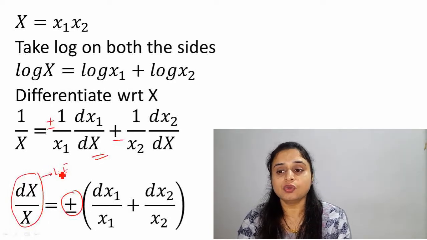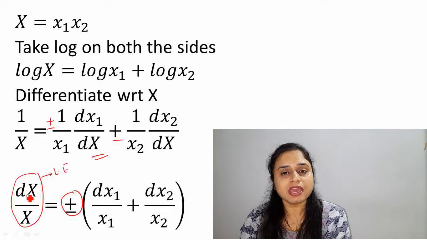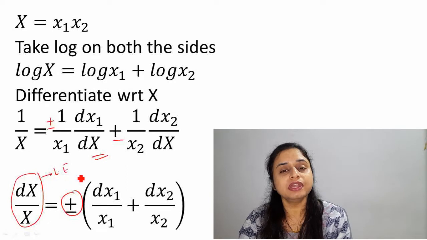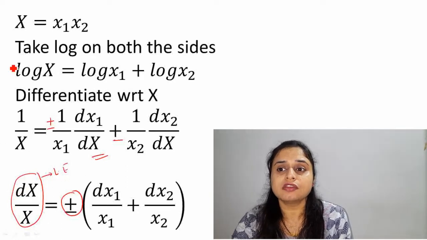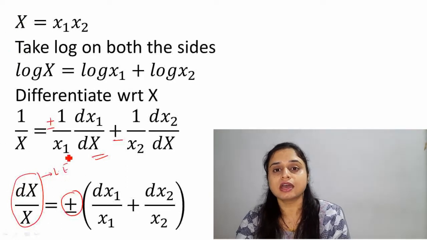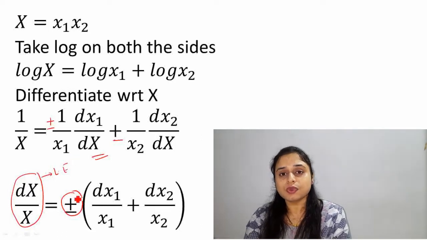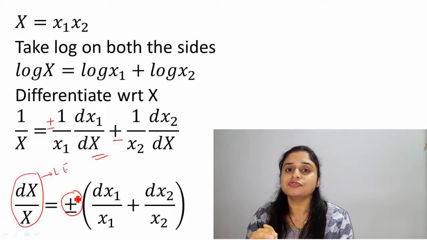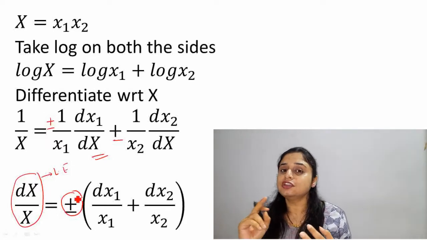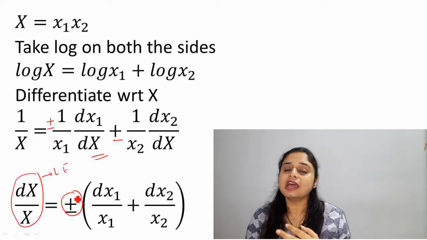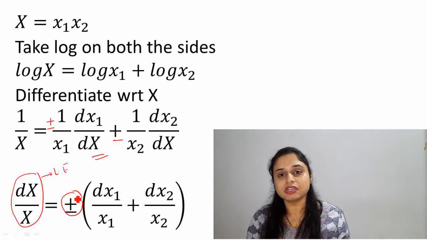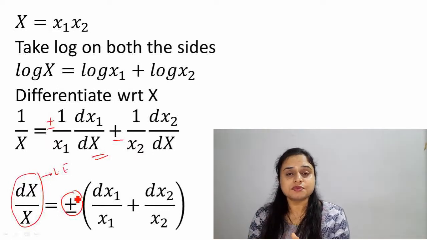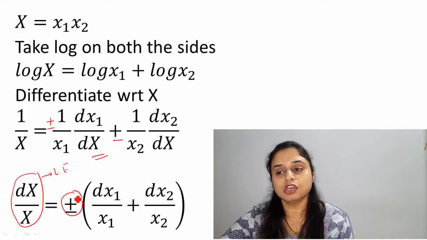We denote the limiting error as dX/X, or you can say delta X/X, anything. So this represents the limiting error for the function X. In this way we have to find the limiting error. That means first of all we take the log on both sides, then differentiate the main function and take the common, and after solving the equations you will get the limiting error. Now remember all these steps and now see the given numerical.